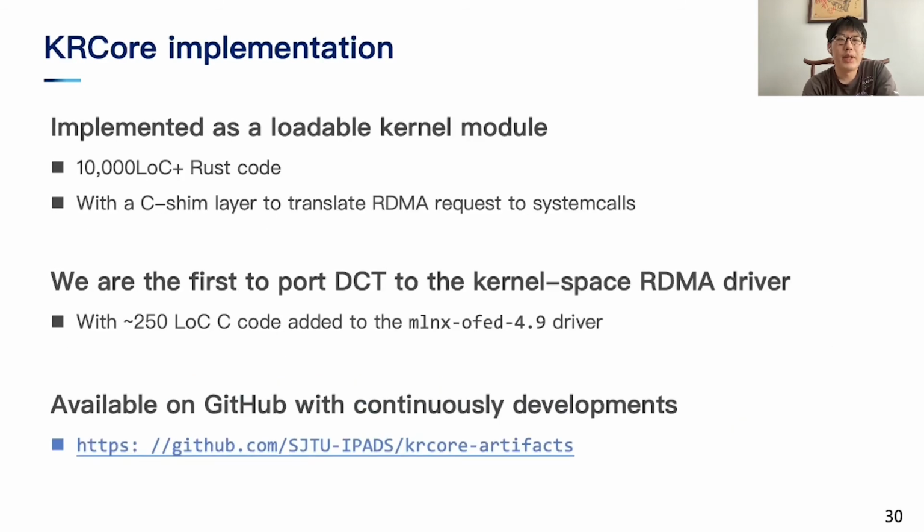To ease development, we implement KRCore as a loadable kernel module using more than 10,000 lines of Rust code. We further add a little C shim layer to abstract the kernel core code for KRCore. To support DCT in the kernel, we also port the user-space DCT driver implementation into the kernel-space RDMA driver by adding about 250 lines of C code to the Linux OFED 4.9 driver. KRCore is available on GitHub.